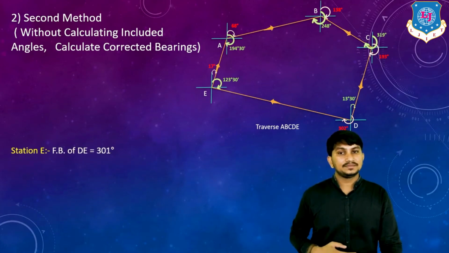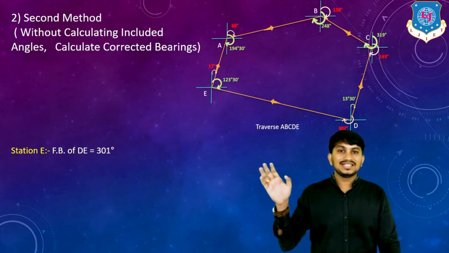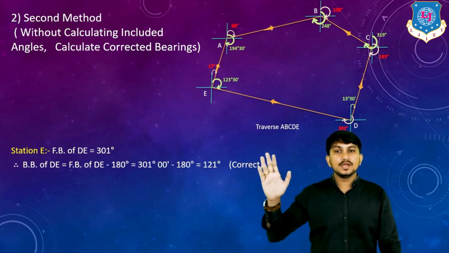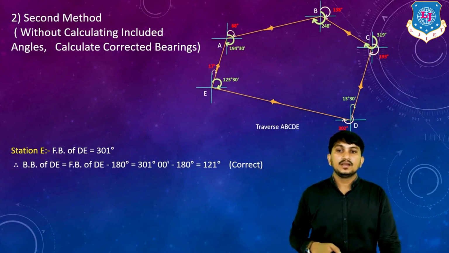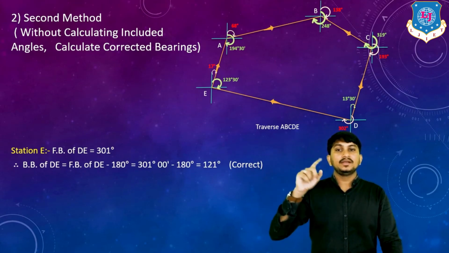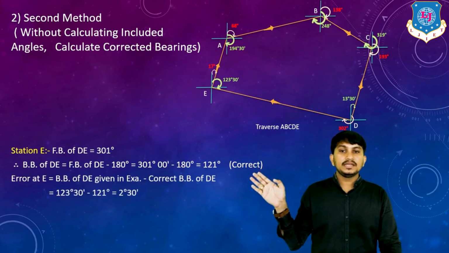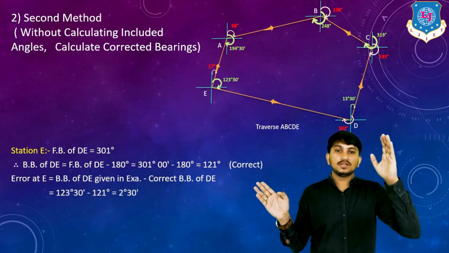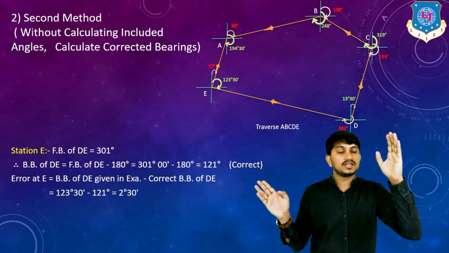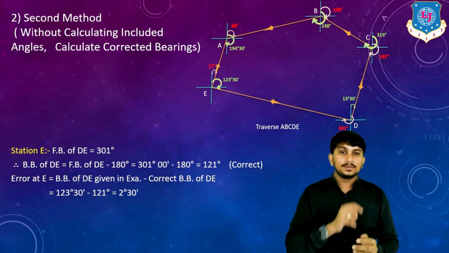Next, station E. We have the value of FB of DE, 301 degrees. By using this value, we can find out BB of DE: 301 degrees minus 180 degrees, 121 degrees. We have to compare this BB of DE to the given example value. The BB of DE in the given example is 123 degrees 30 minutes, and we have found the corrected BB of DE to be 121 degrees. So the error at station E is 2 degrees 30 minutes.